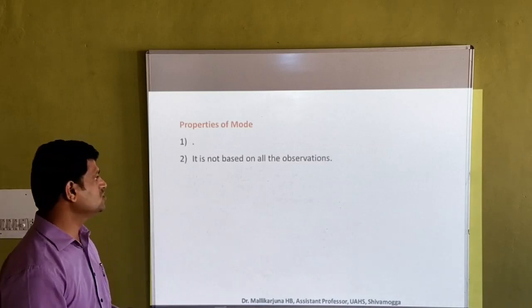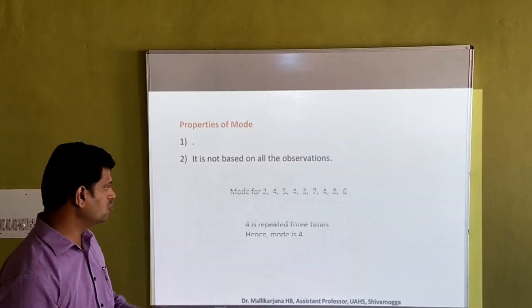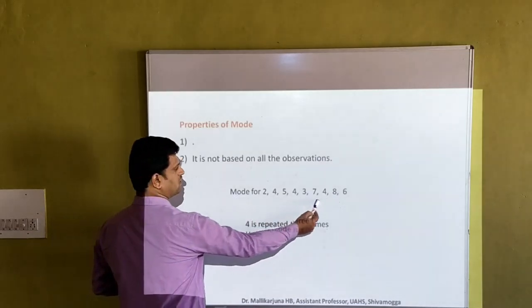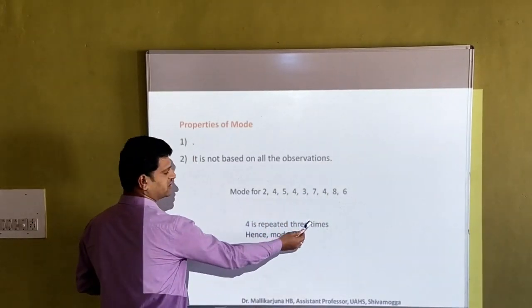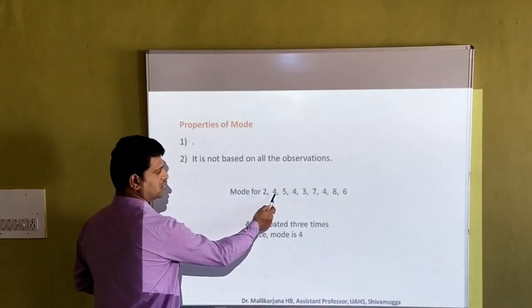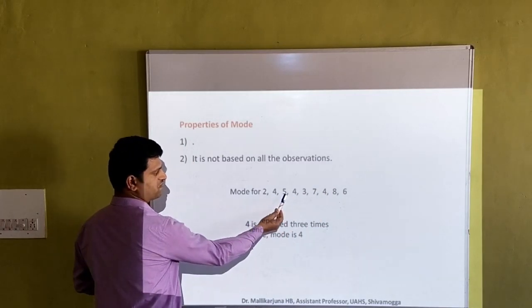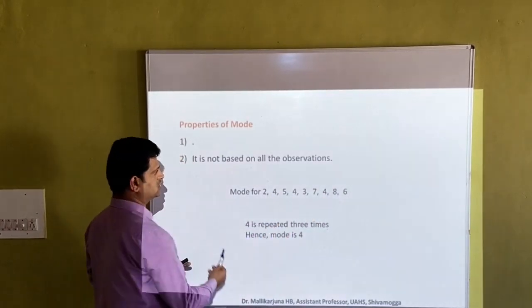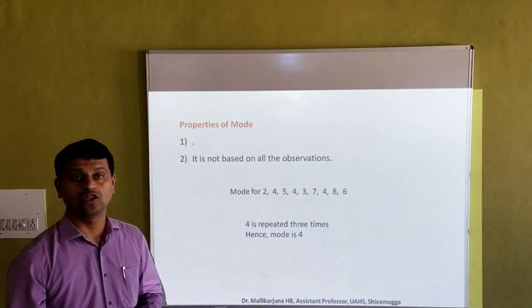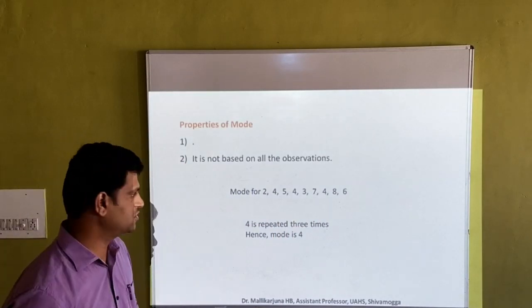Second property: it is not based on all the observations. Of course, in this set of observations, 4 is repeated 3 times, hence mode is 4. But it does not bother about 5, 2, and other values. That's why it is not based on all the observations. It is based on only one observation.